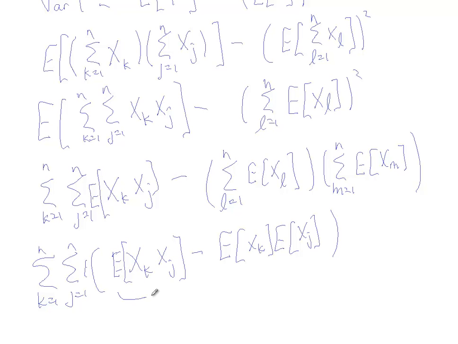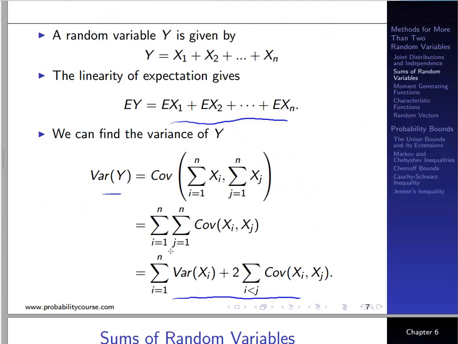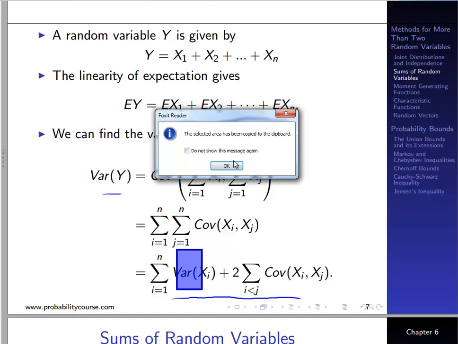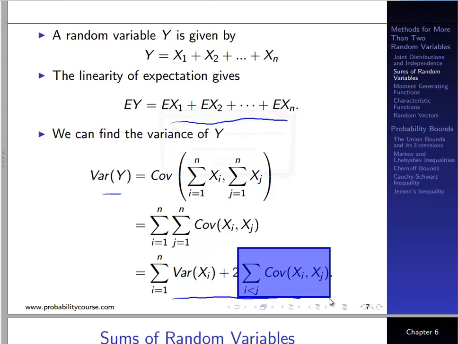Now, what do you have here? When k equals j, that's the same as the variance. Okay. When k is unequal to j, that goes to the covariance of xk, xj. Okay? So you have these two types of terms. If you see how these group together, the k equals j terms are going to give me this part here, and this part here. And the k unequal to j terms are going to give me this part here. So that's how I get my formula. Right? So we'll stop there.